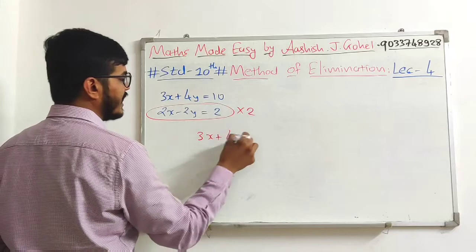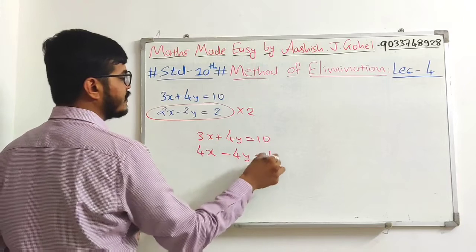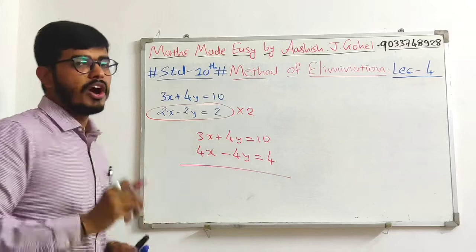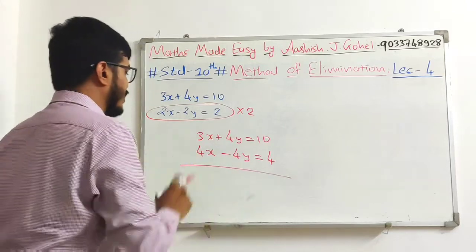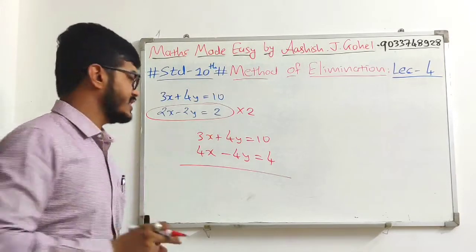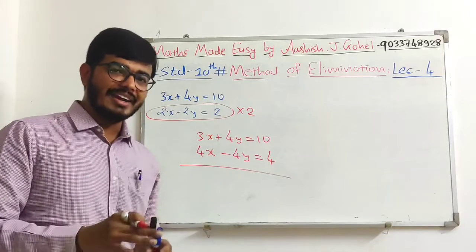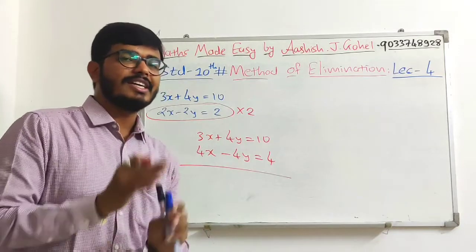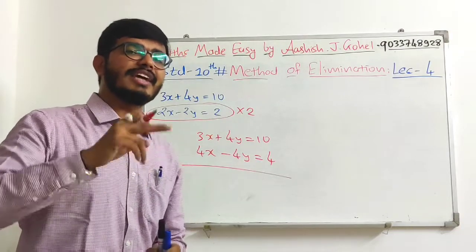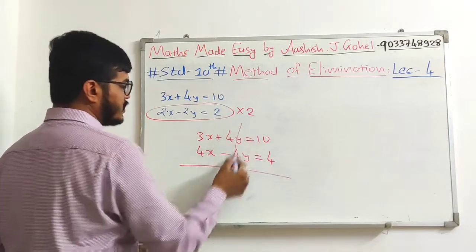3x plus 4y is equal to 10. Here it will be 4x minus 4y is equal to 4. So if you are multiplying by 2, then you need to multiply with each and every term of the equation. Okay. Now what we will do, we need to eliminate one variable. That means either we need to add or subtract. It is not compulsory to add, it is not compulsory to subtract, but take such an operation by which one variable gets eliminated. Okay. So here we need to add only, so this 4y will get cancelled.